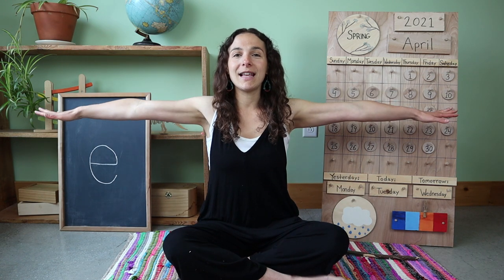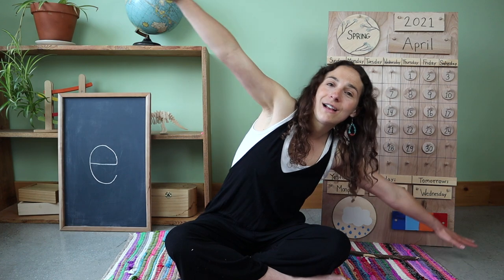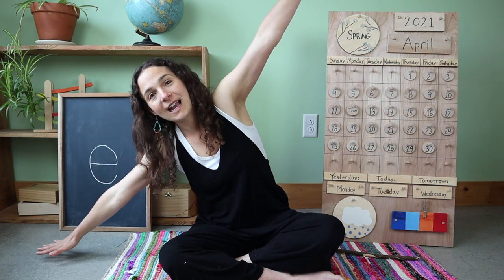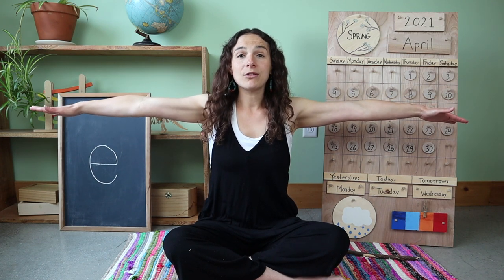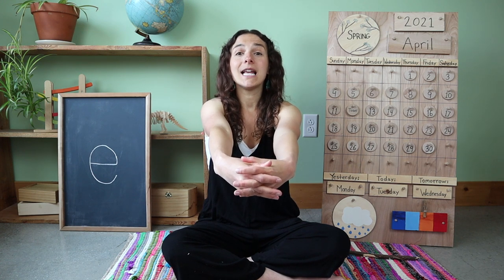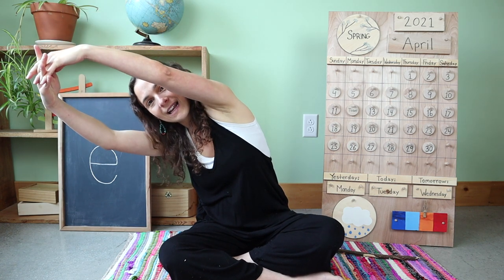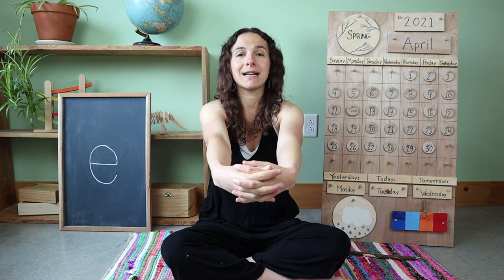Let's stretch our arms out like airplane wings and fly your airplane to one side. Fly your airplane to the other side. Fly your airplane to the middle and bring those airplane wings into a big circle out in front of you like this. Now stretch the circle up over your head and give a little stretch from one side. Stretch over to the other side. Nice stretching, everyone. And one last stretch up at the top before we bring our arms back down.